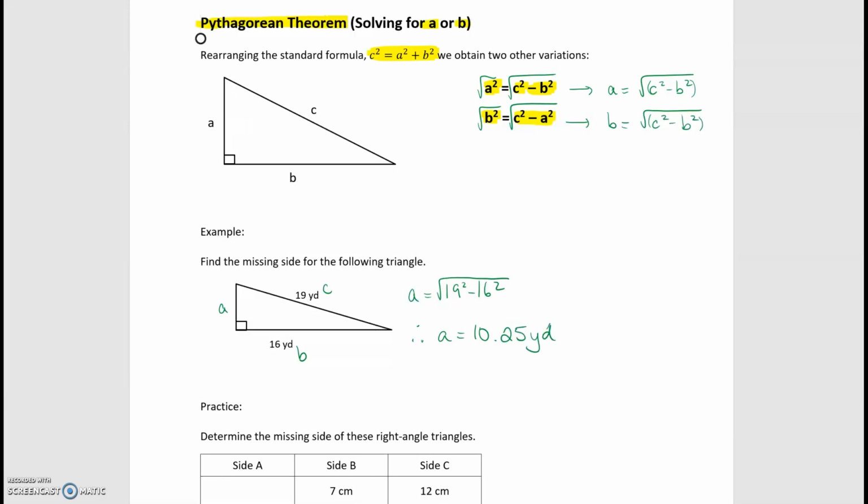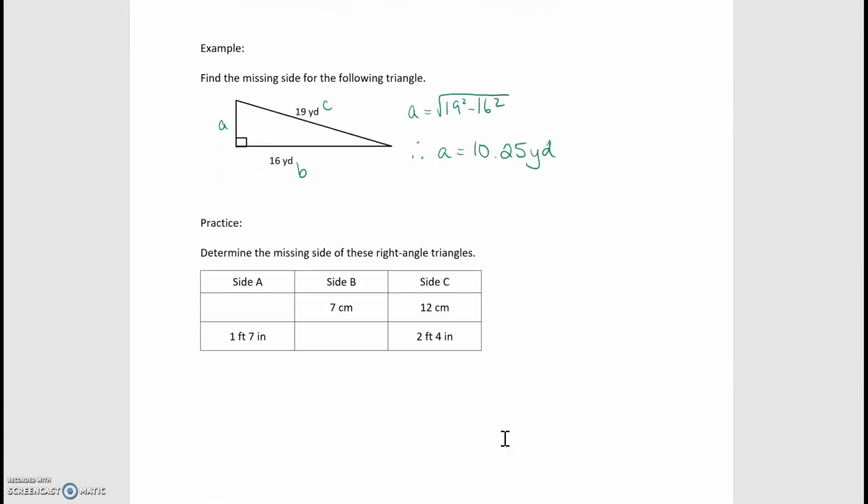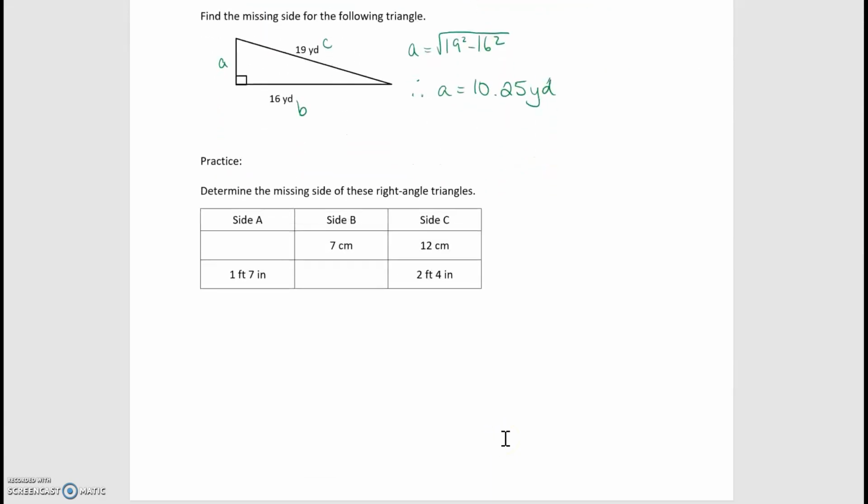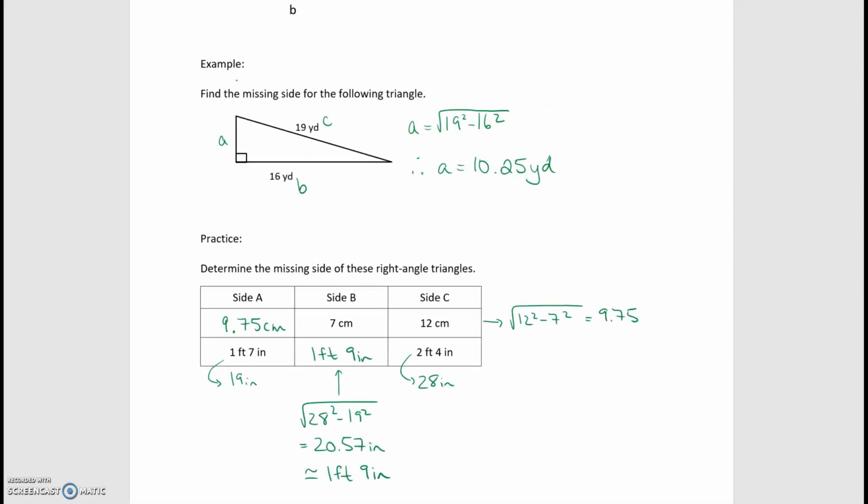Okay, so take a moment now and try these next 2 practice examples. Pause the video and check your answers. I hope you were able to get these 2 answers. I rounded my side A answer to 2 decimal places, and you'll just follow instructions in your assessments.